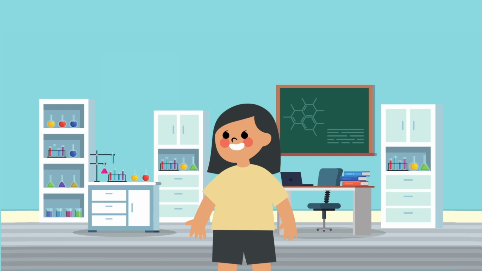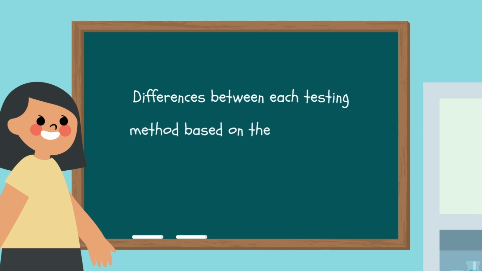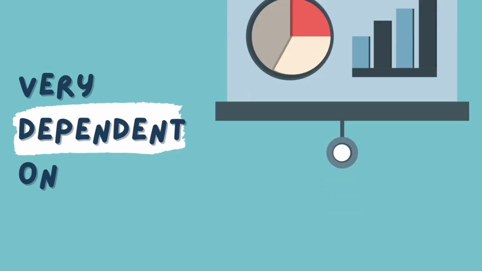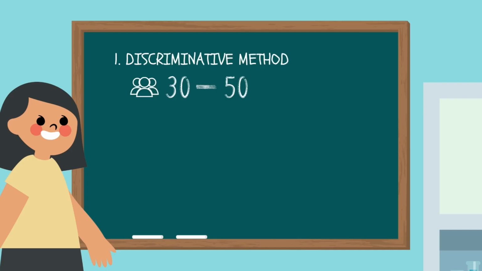After we know the basic explanation and the application of the three testing methods, now I will explain the differences between each testing method based on the number and type of panelists. In the discrimination method, the ideal number of panelists to use is around 30 to 50 people because this method is very dependent on statistical factors, so a larger number of panelists will show better data. In addition, the panelists used can be trained or semi-trained because in this method the panelists are only screening without measuring the characteristics of the products.